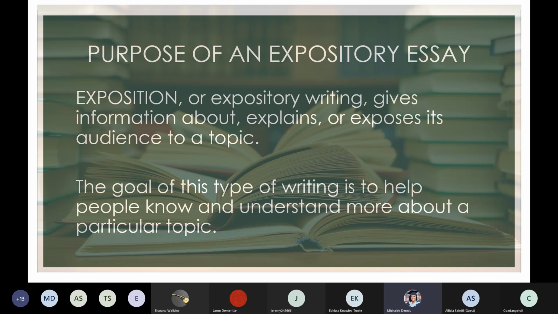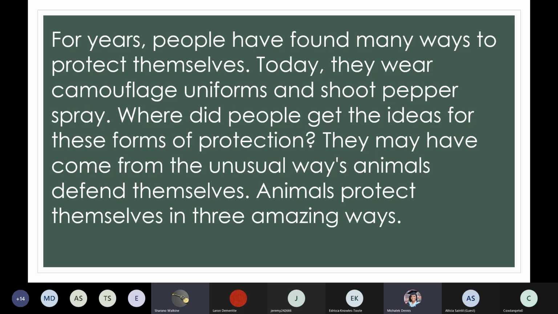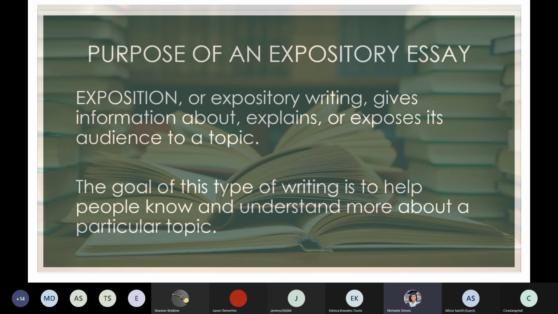All right, and this is our purpose if you did not remember. The purpose of an expository essay is writing that gives information about, explains or exposes its audience to a topic. All right, and remember this was our essay that we went over. Can anyone tell me what this essay was about? What were the 3 main points in your supporting paragraphs? Let me see if anyone has a good memory. What did we review in that essay? What were the 3 main points we talked about in our body paragraphs?